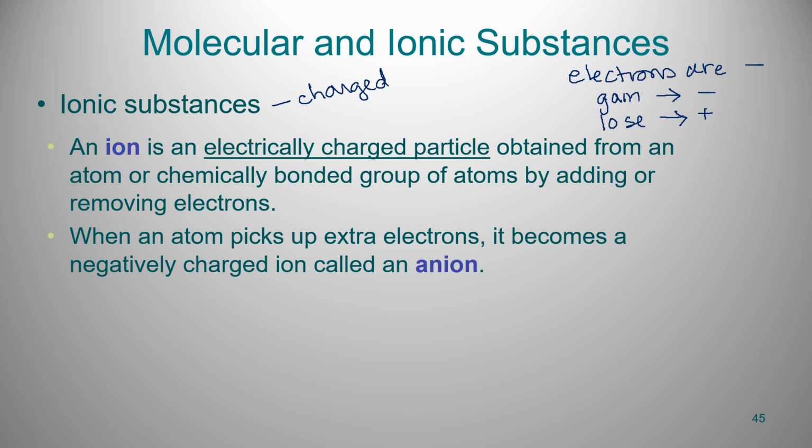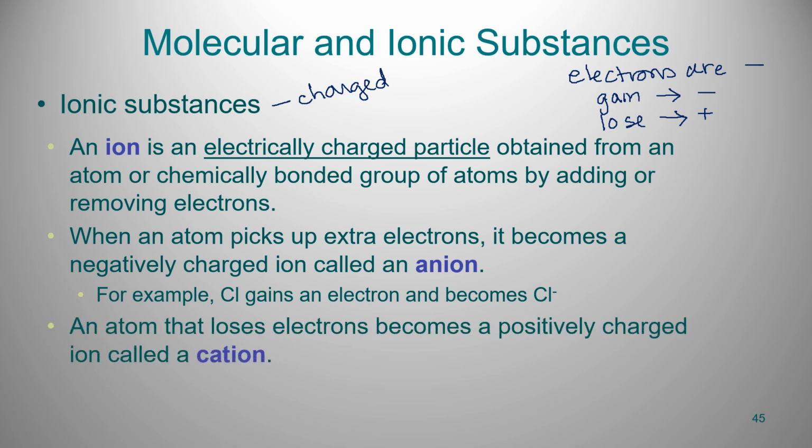So if an atom picks up an extra electron or electrons, it becomes negatively charged, which is an anion. We know that chlorine often gains one electron to become Cl negative. That's an anion, a negative ion. And an atom that loses electrons becomes positively charged, called a cation. And again, you can remember cation is the positive, looks like a T, a plus sign. An example is sodium. Sodium tends to lose electrons and becomes a sodium ion.